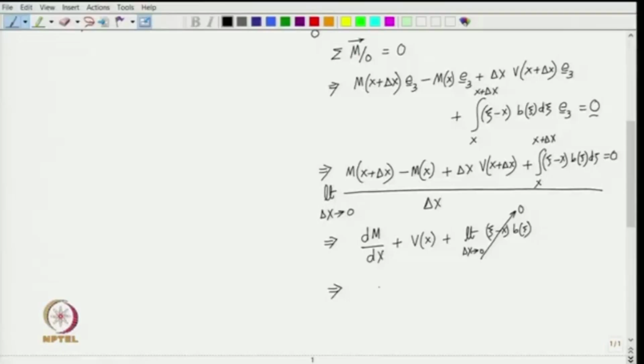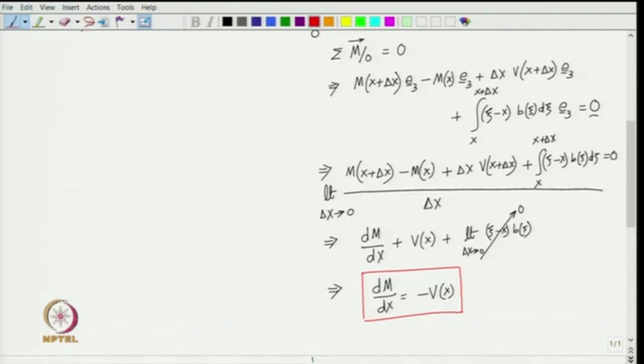So, we have finally derived a relationship between the variation of bending moment and the shear force V of x. This is that dM by dx is equal to minus V of x. It is a very important equation that we have derived and we are going to use it later on.